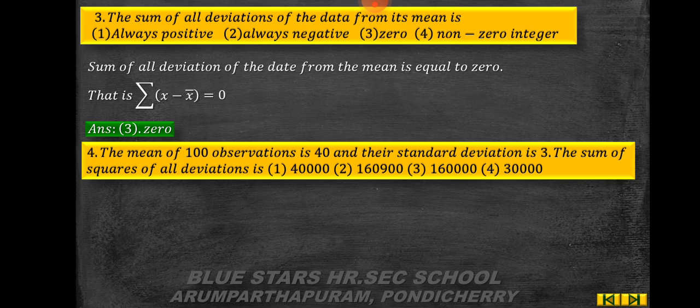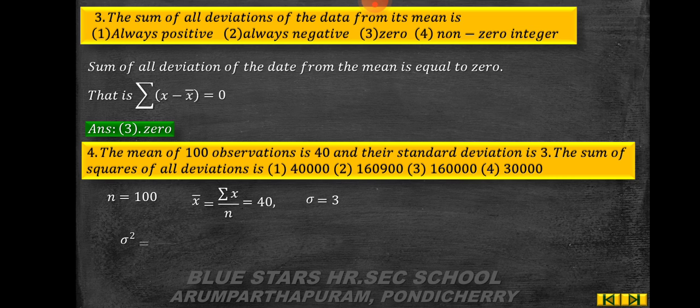Question number 4. The mean of 100 observations is 40 and their standard deviation is 3. The sum of squares of all the deviations is option 1, 40,000, option 2, 1,60,900, option 3, 1,60,000, and option 4 is 30,000. So solution, here n is equal to 100 observations and x bar is equal to summation x by n, which is equal to 40, and sigma, that is standard deviation, is equal to 3.